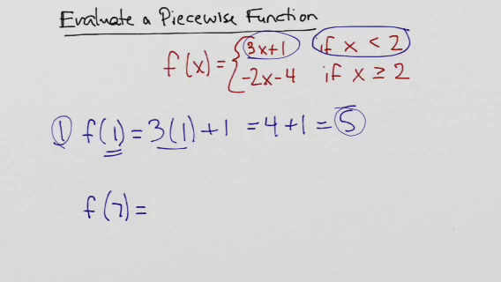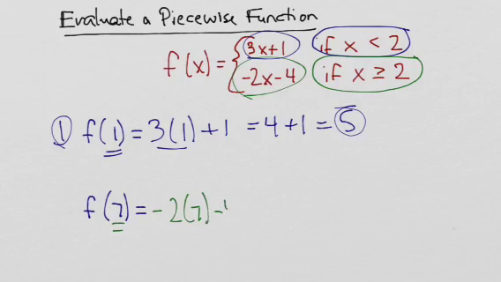Well, the second one, we're trying to now find the value of the function at 7. Well, 7 is greater than 2, which means we need to use this particular equation, -2x minus 4. And again, this time we've plugged a 7 in for the x. Well, -2 times 7 is -14, and then minus 4 is -18.